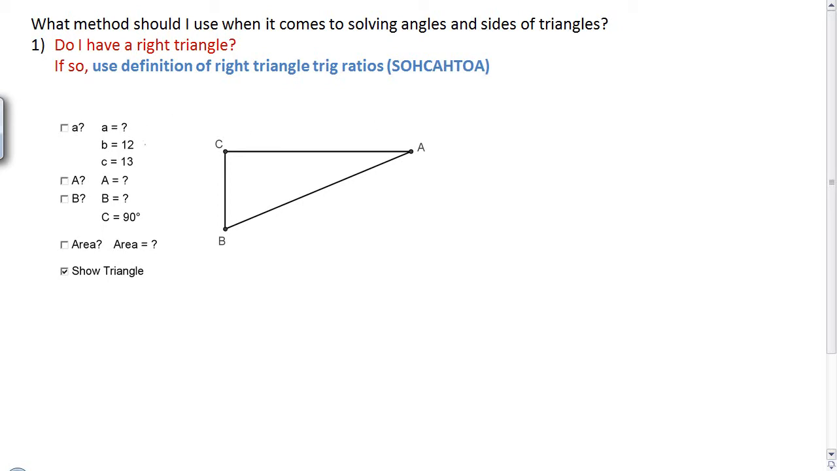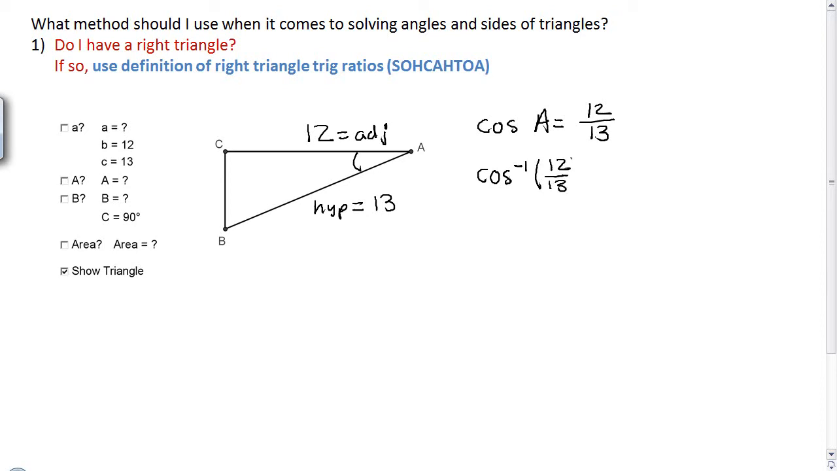Over here I have my values for this particular triangle. It says that my hypotenuse here happens to be equal to 13. It also says that the side opposite B happens to be 12. So if I'm going to find angle A, then I will realize that 12 is going to be called my adjacent. So the cosine of A happens to equal my adjacent 12 over my hypotenuse 13.